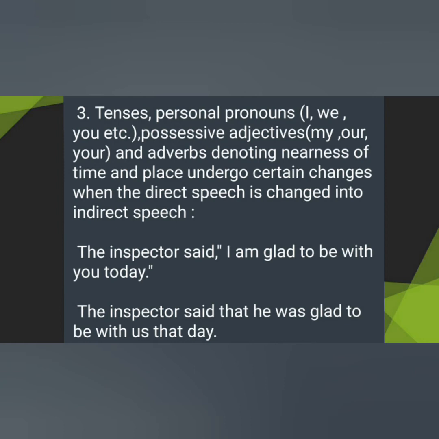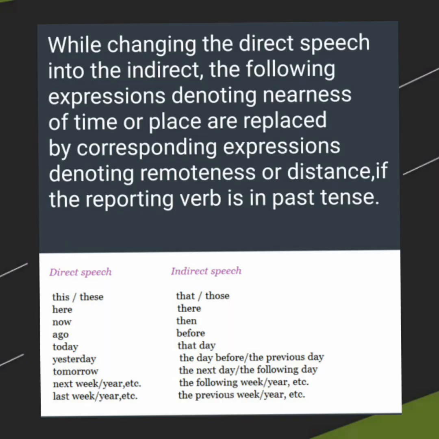The inspector said, "I am glad to be with you today." The inspector said that. I here represents the inspector. So we are writing he. Am should be changed into the past tense, that is was. Glad to be with us. Today changes to that day. Now we can see the changing from direct to indirect.